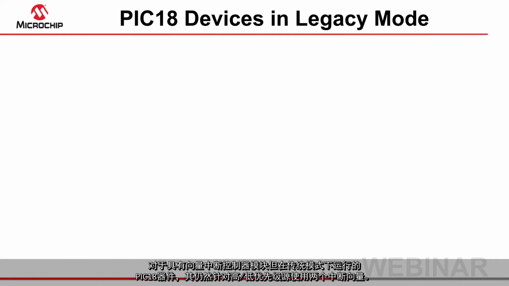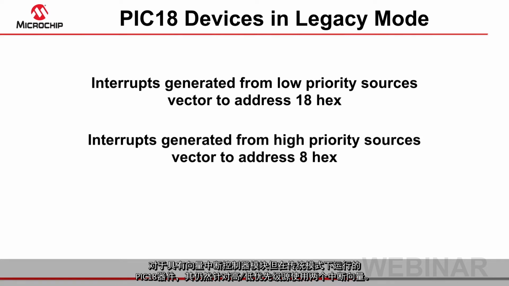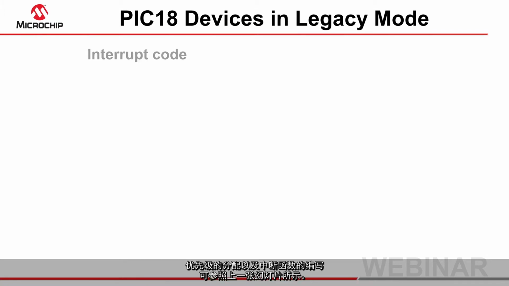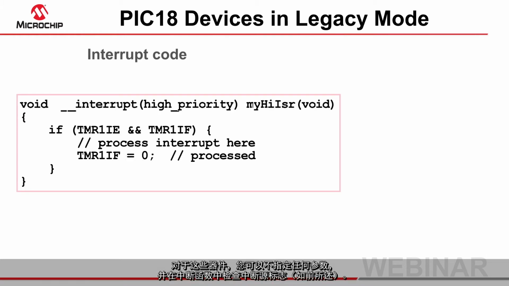The PIC18 devices which have the vectored interrupt controller module but which are running in legacy mode still use two interrupt vectors for high and low priority sources. Assign priorities and write the interrupt functions as we saw in the previous slide. For these devices, you can specify no parameters and check for the interrupt source in the function body as we have seen previously.